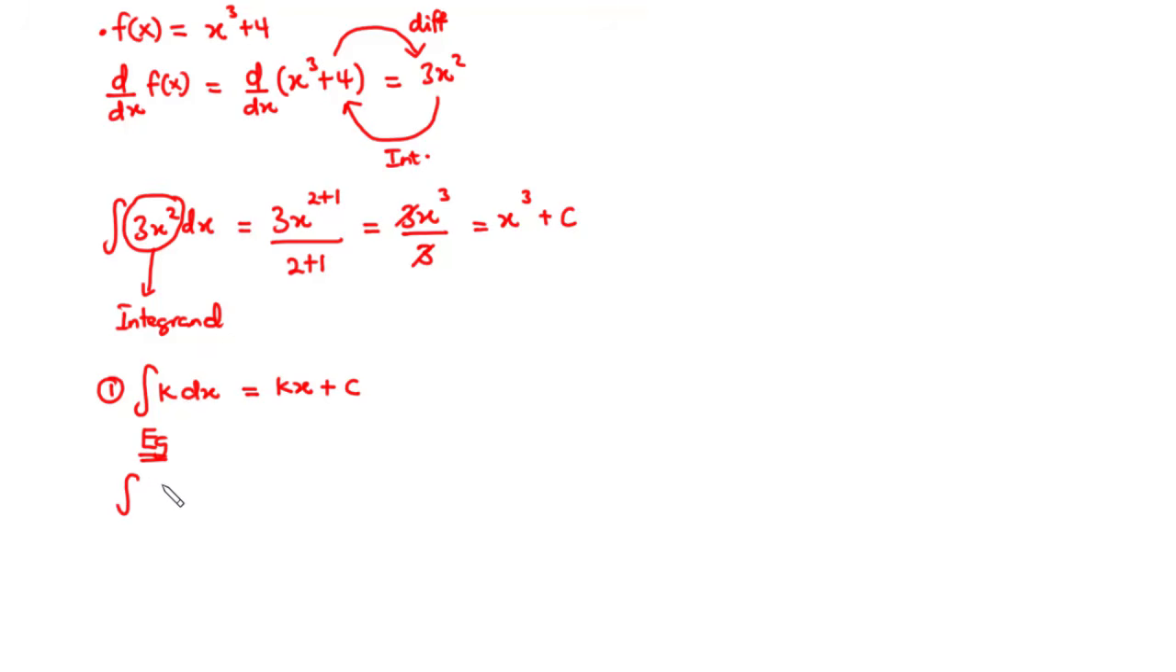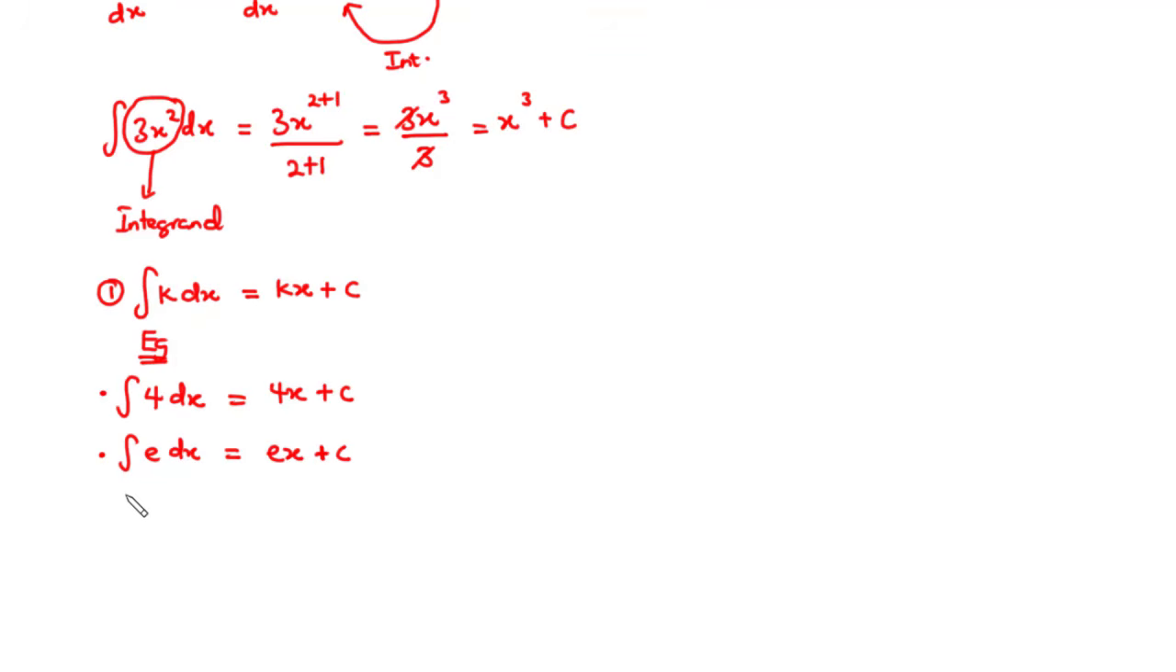So for example, if you want to integrate the constant 4 with respect to x, then that is equal to 4x plus c. Again, if you want to integrate the function e dx, then we have e to be a constant, so that's going to be e times x plus c. So basically this is how to integrate a constant function.